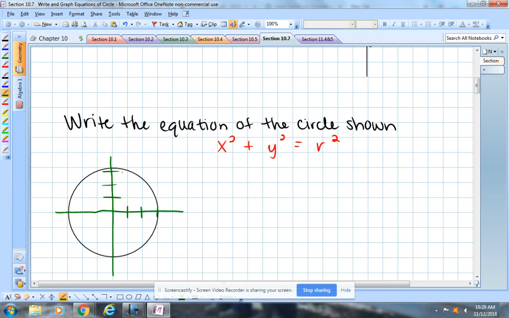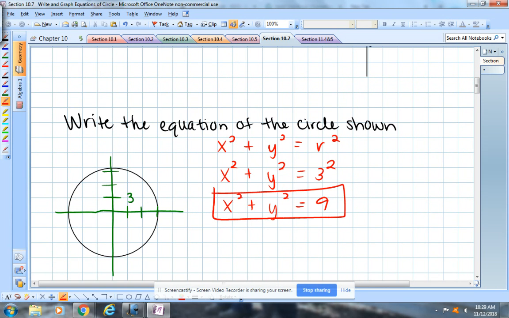Okay? So all you have to do is plug in the radius, which we said was 3. So you're going to say x squared plus y squared equals 3 squared, and all you have to do is square your 3. What is 3 squared? 9. X squared plus y squared equals 9. There's your equation of your circle. Okay? So if it's centered at the origin, all you have to do is find the radius and square it. Any questions there?